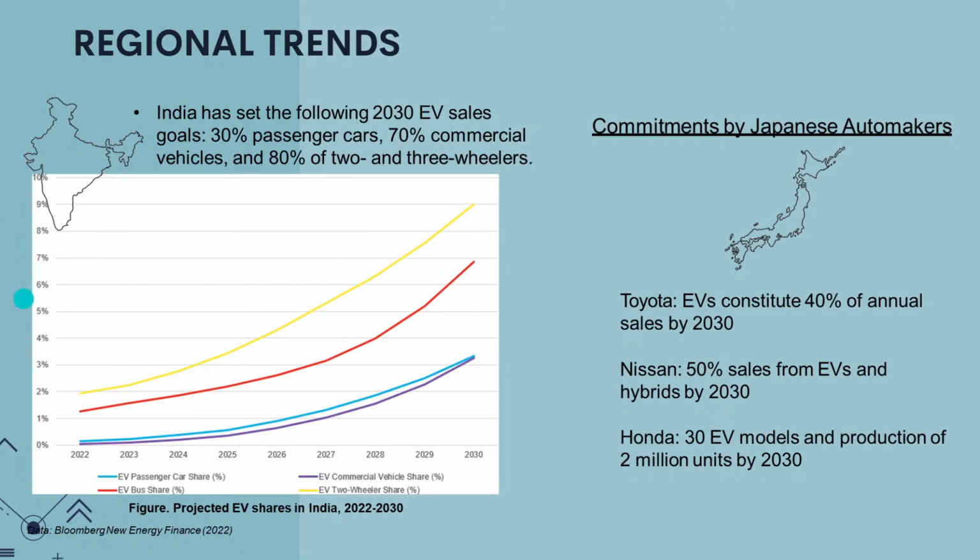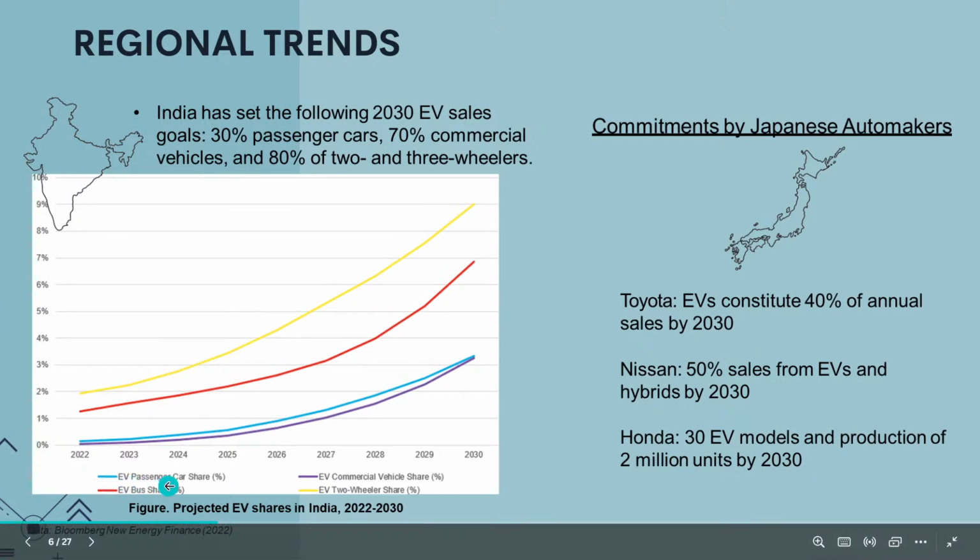So next is the regional trends. We know India has set some big targets for the year 2030 to promote their electric vehicles. So they want to achieve passenger cars. This blue line is the EV passenger car, and this red line is the EV bus share. All the global market, EV commercial vehicles and EV two-wheeler vehicles. So these are all the shares.